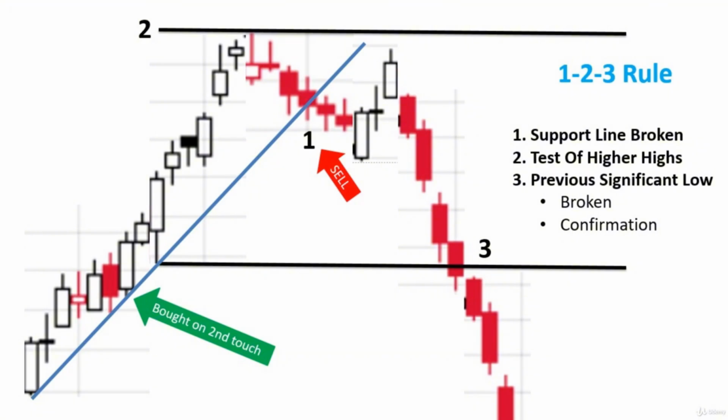In this particular example, it went down to the number 3 line, the test of the previous significant low, and then broke right through it, right? It broke through, and that's your confirmation. As soon as it breaks through, that's enough confirmation, and you're selling at that point, to get out once it breaks through that. So as you can see in this example, I would have made more profit if I would have sold at number 1, if I would have followed the rule, and not tried to test for a pullback. If it had broken through at number 2, then I would have been rewarded on that, right?